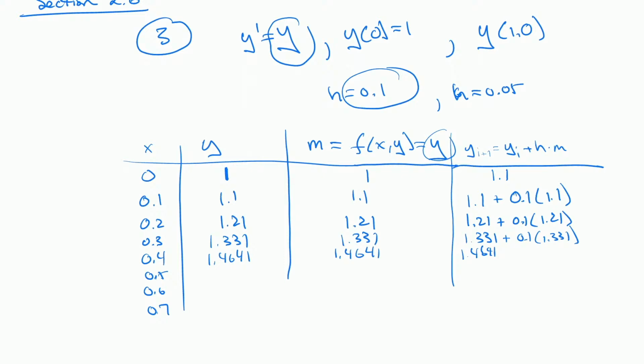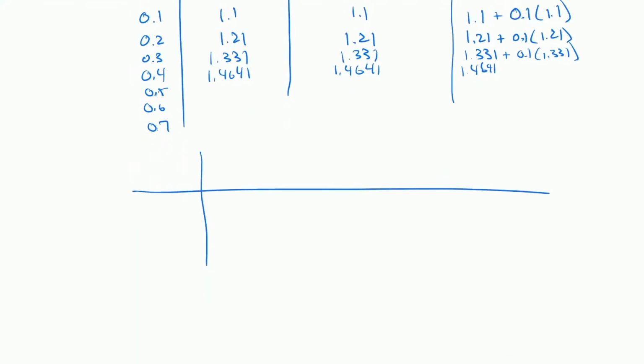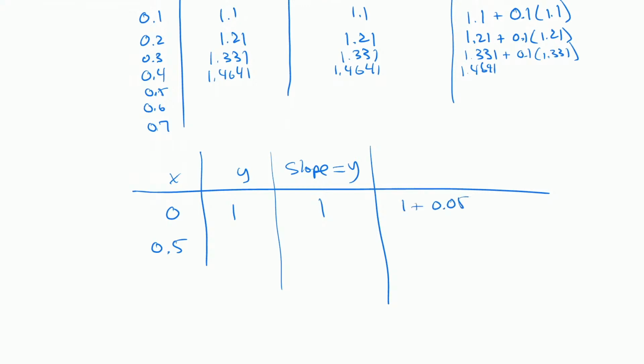Let me see if I can do it more quickly on a calculator. Since we're doing the same thing over and over again, you might be able to get away with just hitting enter repeatedly. I don't know where my calculator went. So on the calculator, for the second part, we have x and y. We start off with this, the next point is this, and the slope equals y in this case. Then you do 1 plus 0.05 times 1.